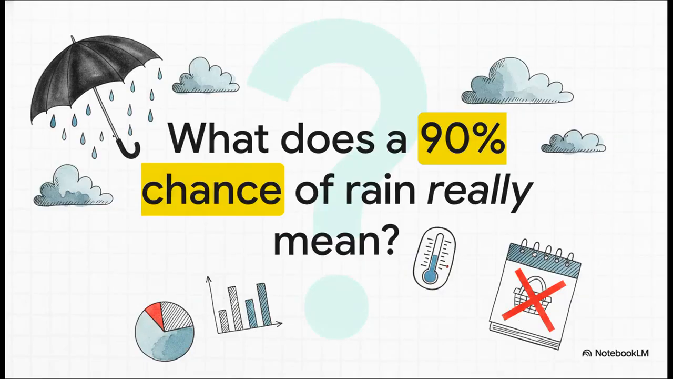We hear things like this all the time, and we make decisions based on them. Do I need an umbrella? Should I cancel the picnic? We use probability constantly, but how many of us can actually explain the system that comes up with that number? To do that, we have to start with the basics.